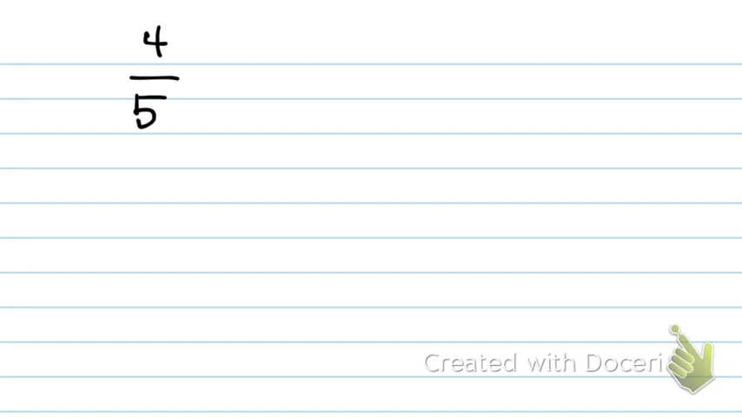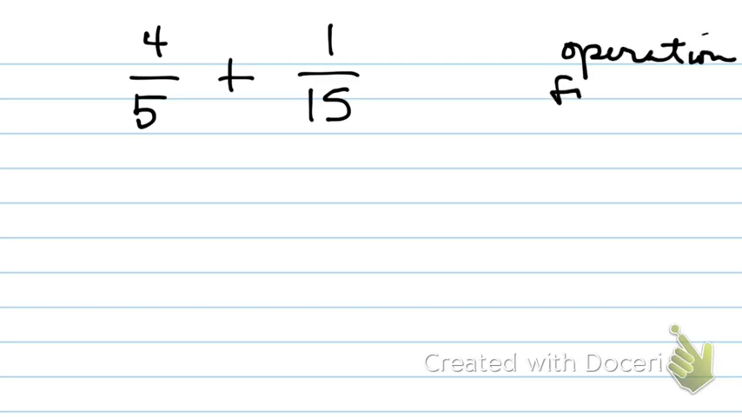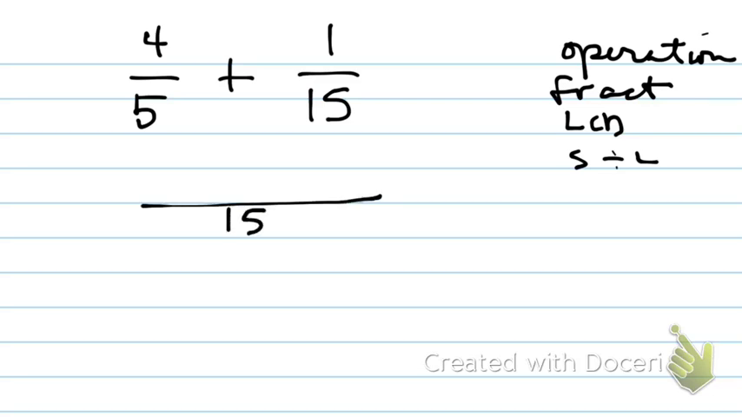Let's look at another one. 4 over 5 plus 1 over 15. What's the operation? Addition, of what kind of numbers? Fractions. What do you have to have in order to add or subtract fractions? Least common denominator. Will the smaller one divide into the larger one? Yes. So 5 goes into 15, so what am I going to use? 15. But if I change the denominators, I also have to change the numerators by using the pattern. What is the pattern? Divide, then multiply.